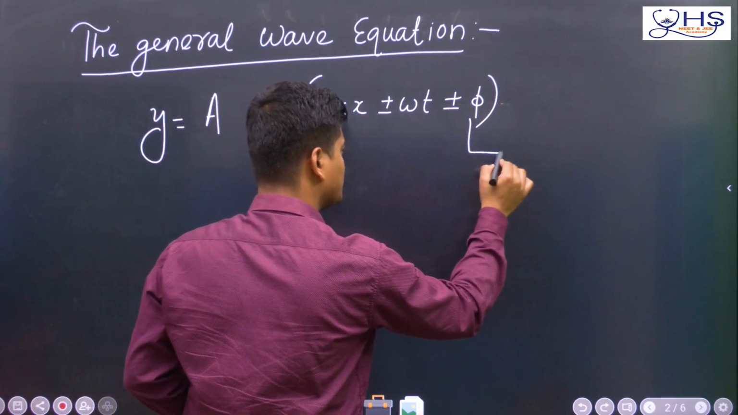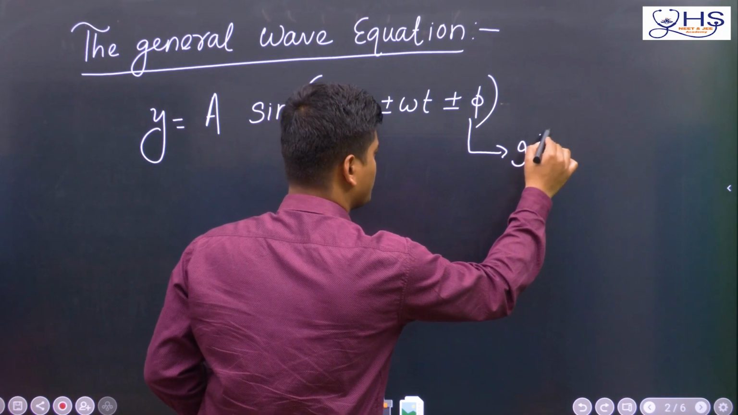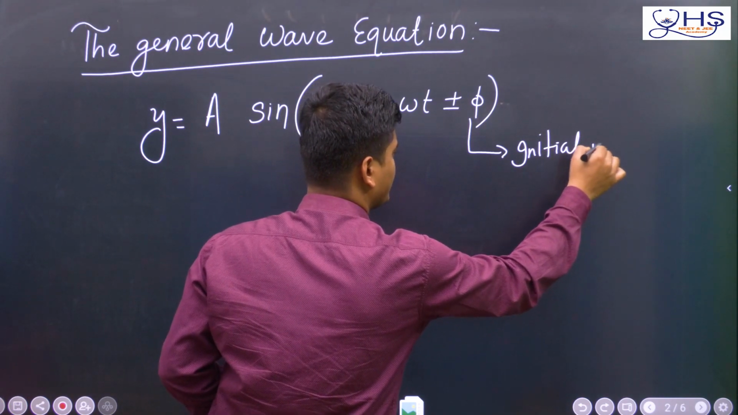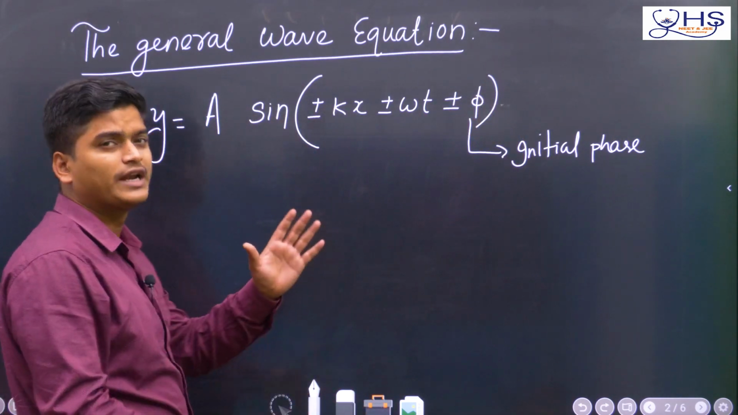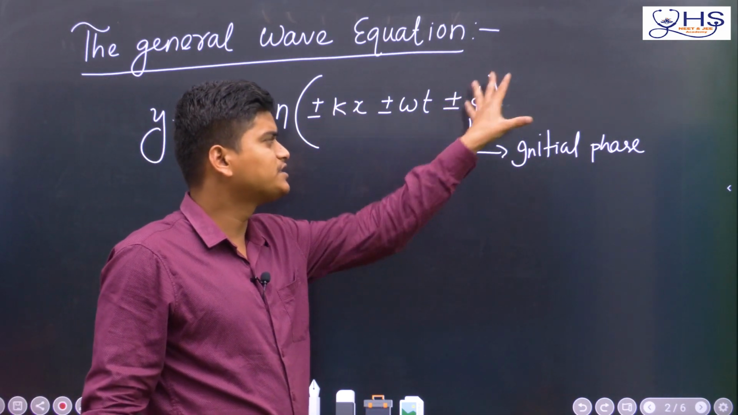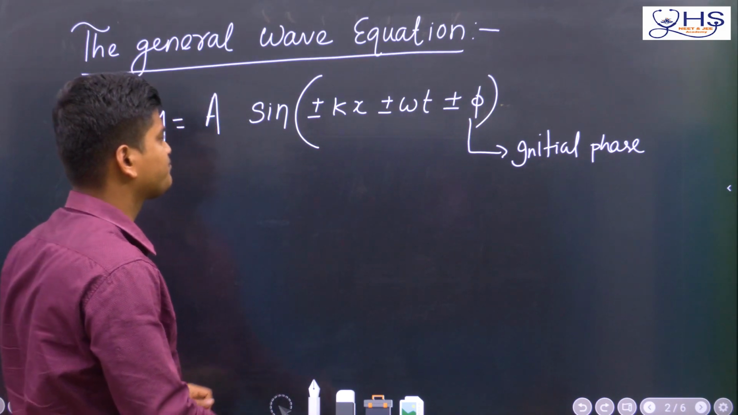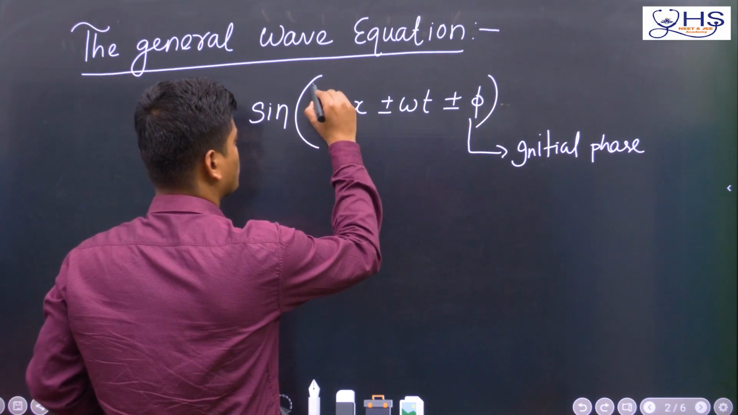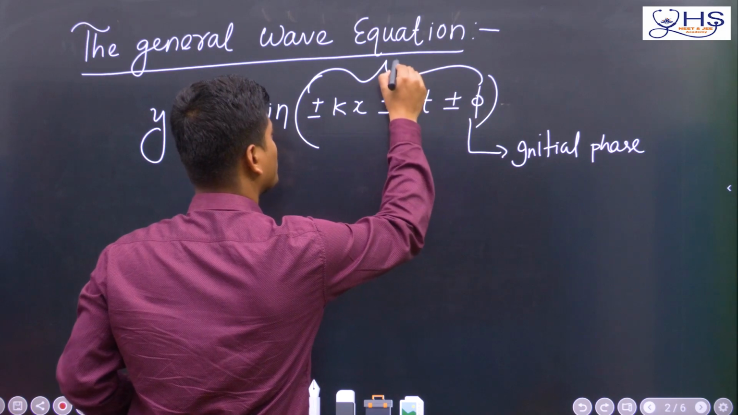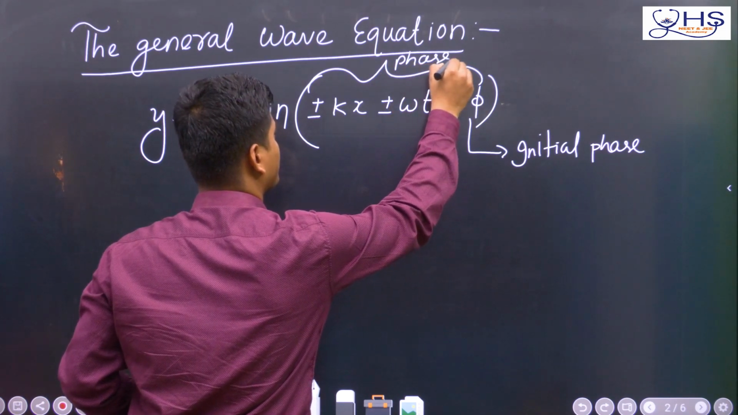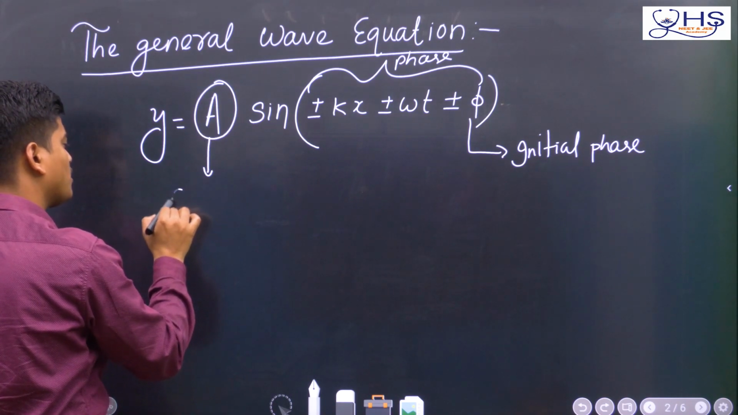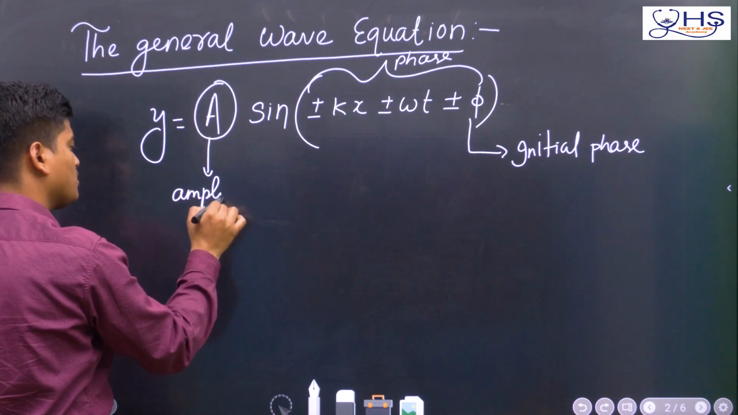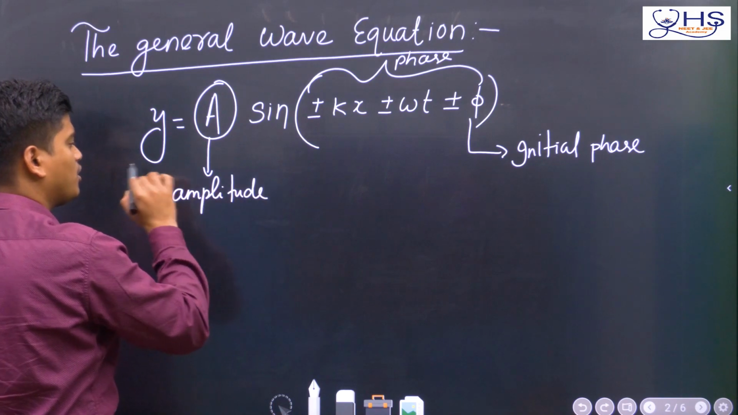Now understand, this is called the initial phase. Initial phase means at t equal to 0, x equal to 0, that is the initial condition you take. This total term is called the phase term, the phase at time t. And this term is called the amplitude of the wave.